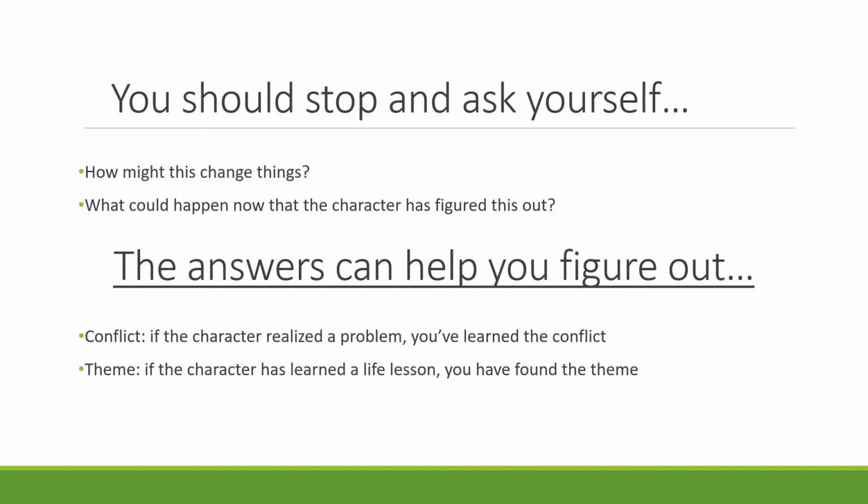Sometimes a character might finally understand the cause for a problem. If that happens, then you've read the conflict. Other times, the character might finally figure out an important life lesson that someone has been trying to teach them. If so, you've most likely discovered theme. You should be able to make some sort of prediction about future events after you ask yourself, how might this change things?